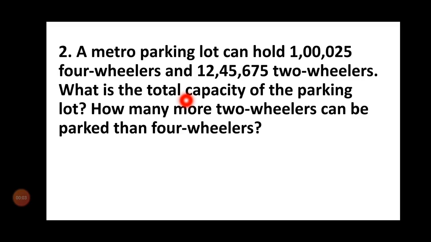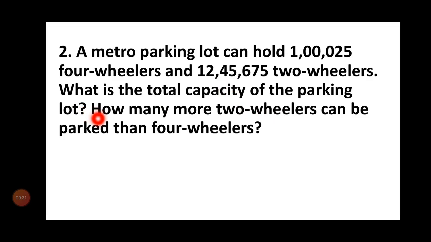Number 2, a metro parking lot can hold 1,25,000 four-wheelers and 12,45,675 two-wheelers. What is the total capacity of the parking lot? What is given here? How many four-wheelers and how many two-wheelers. So you should add the two values, and we will get the total capacity of the parking lot.